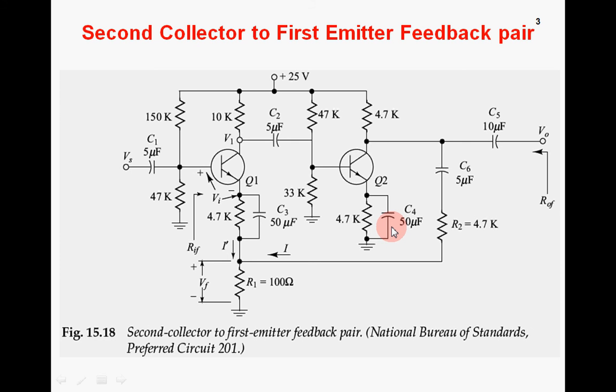And the capacitors C3 and C4, yes, you are thinking right. We have done this experiment. C3 and C4 are used to bypass the AC current or the AC voltages, so they are also called emitter bypass capacitors. They are bypass capacitors for the emitter bias resistor.